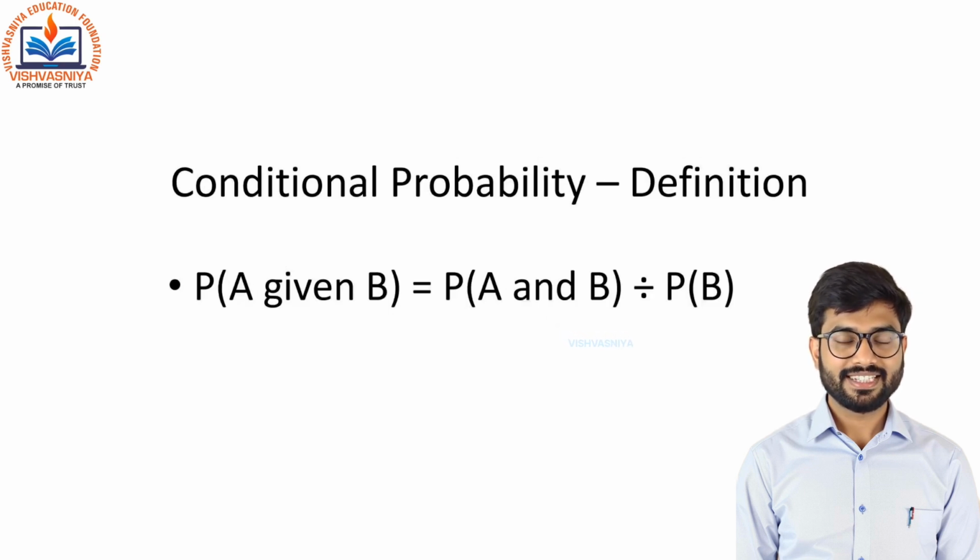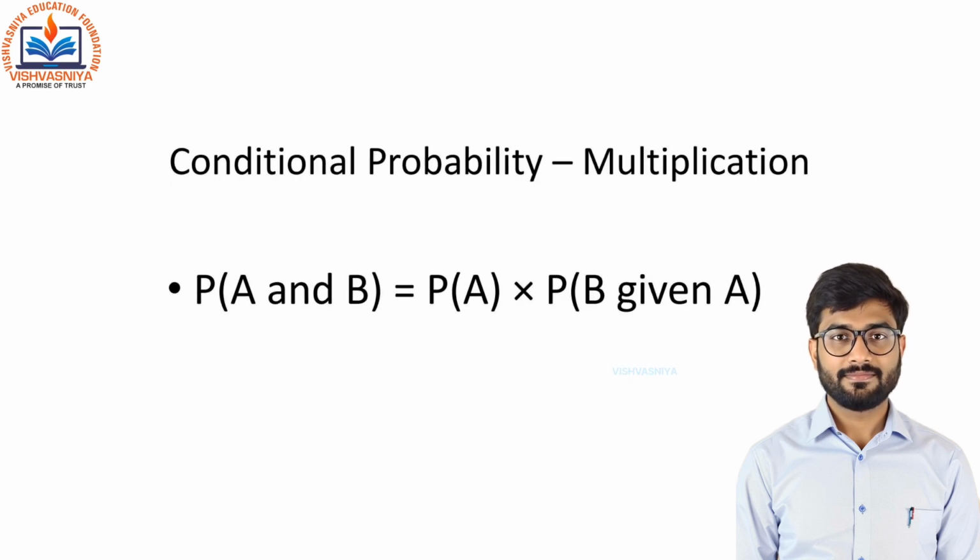Conditional probability is used when one event depends on another. Formula in words, probability of A given B equals probability of A and B together divided by probability of B. Multiplication rule, probability of A and B together equals probability of A multiplied by probability of B given A.